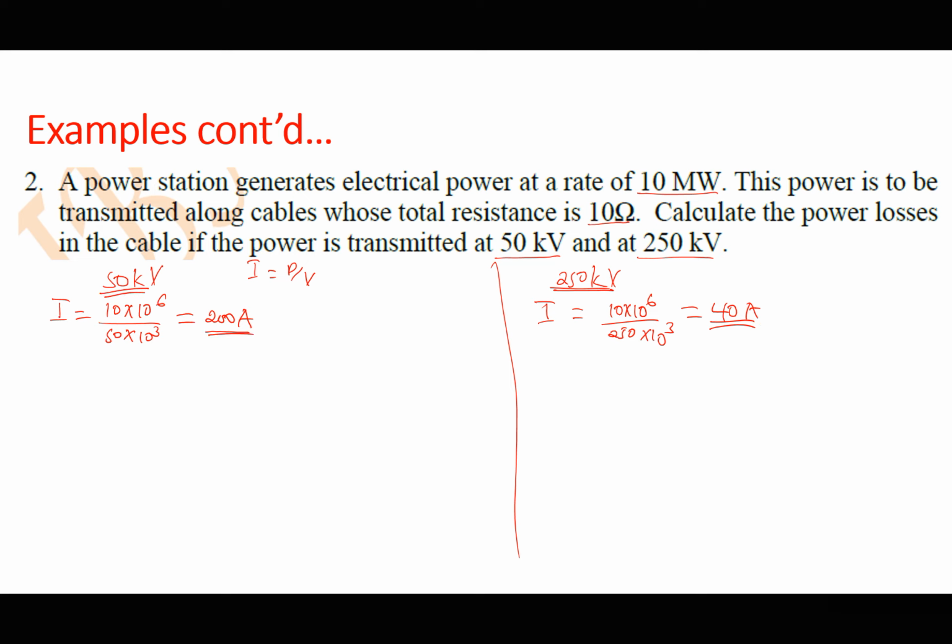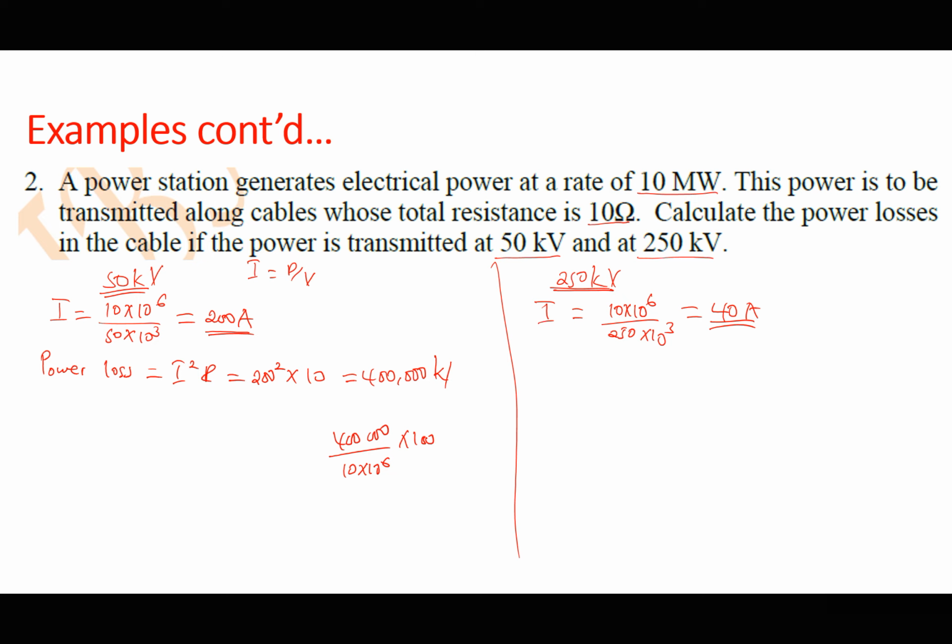If you check the power loss, remember it is I squared times R. So it is going to be 200 squared times the resistance, which is 10. So 200 squared times 10 is giving me 400,000 watts. So 400,000 watts is lost. This is almost 400,000 divided by 10 times 10 to the power of 6, times 100.